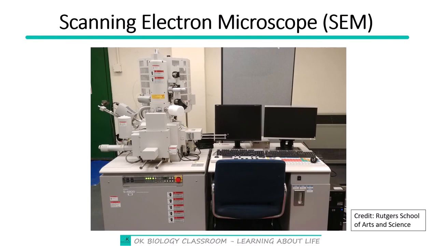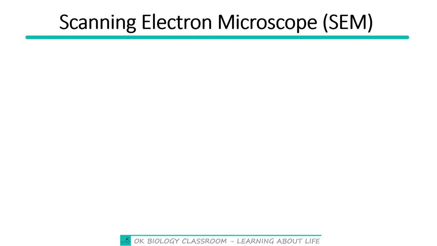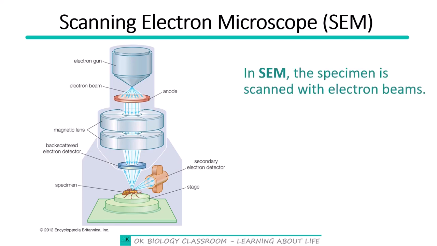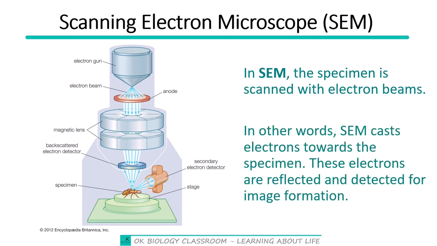This is the setup. And how does the SEM work? Now you can see clearly here that for the SEM it's about scanning. So the electrons are cast towards the specimen, and these electrons are reflected, and when they are reflected they are detected for the image formation. This is what I mean.